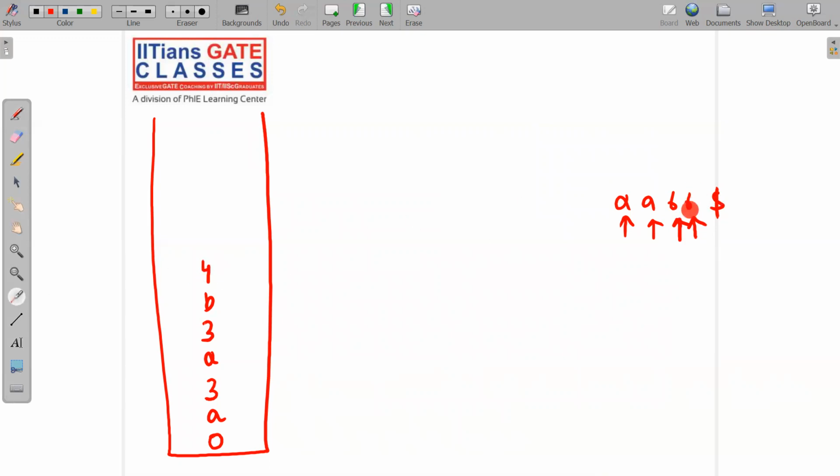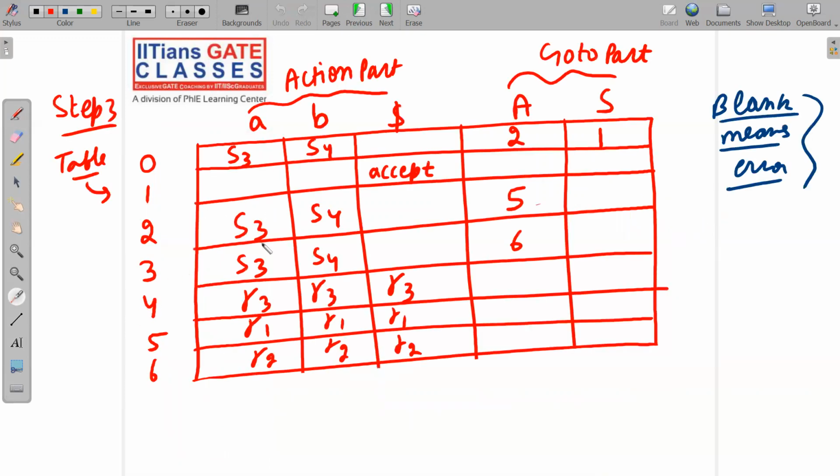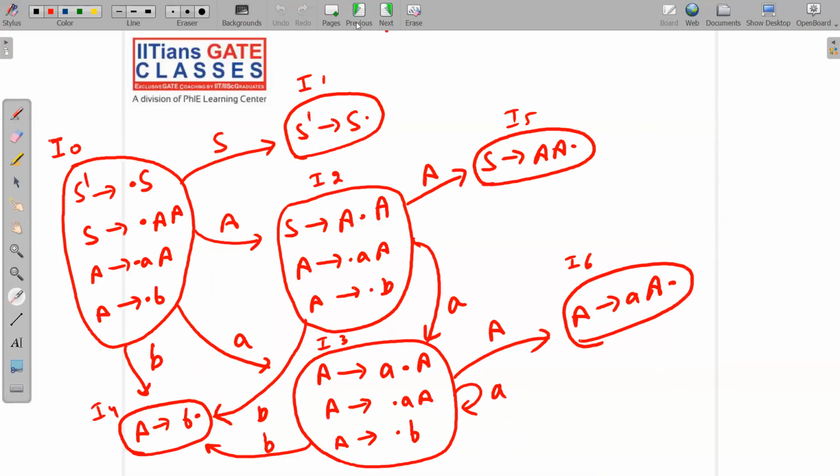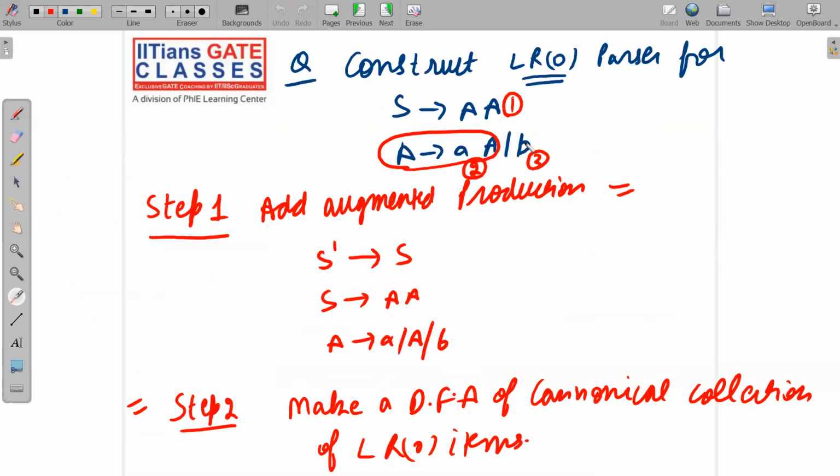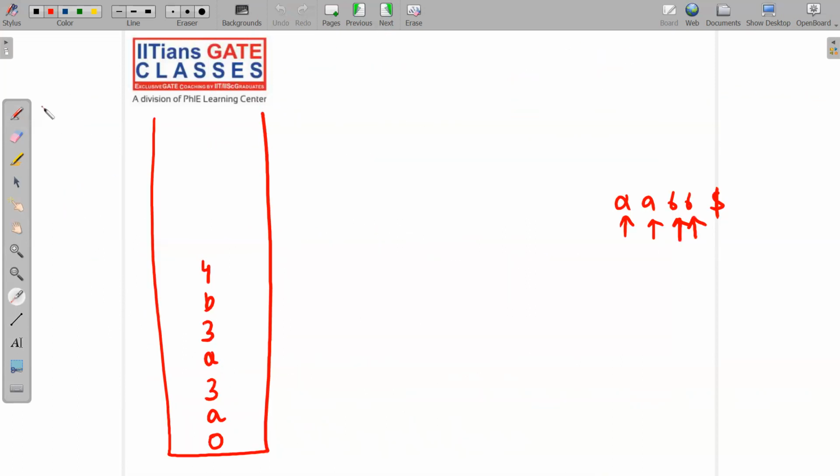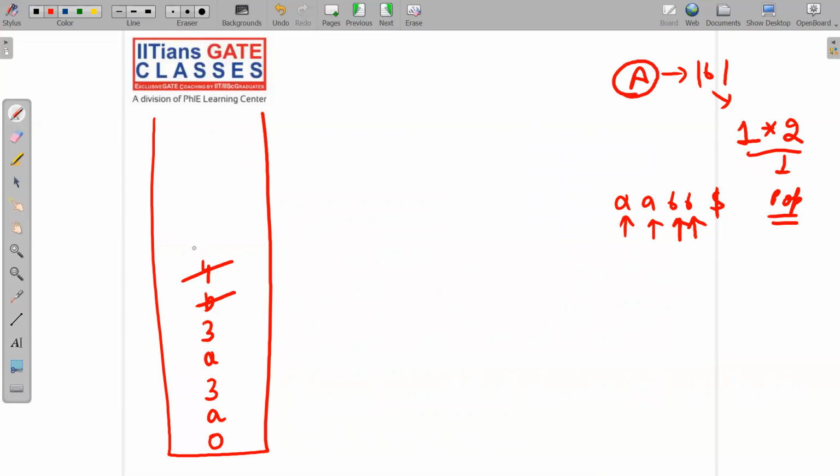Now 4 on small b. See the previous slide. 4 on small b, that is R3. R3 means reduce move. And what was the third production? A goes to b. Now see carefully what we will write. A goes to b. To find the length of the RHS, the RHS length is 1. We will multiply it by 2, so that means 2 symbols will be popped off from the stack. And I will push the LHS onto the stack, that is capital A.